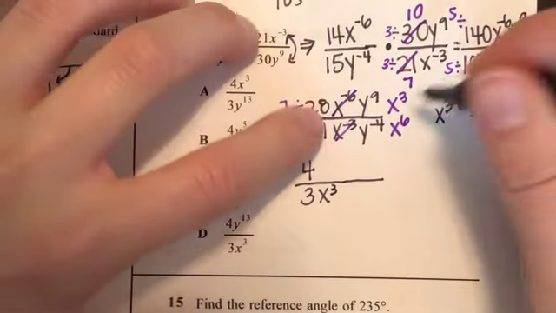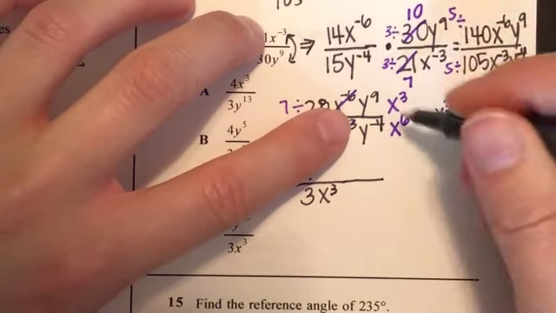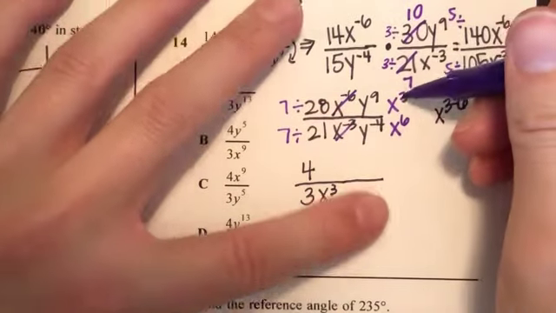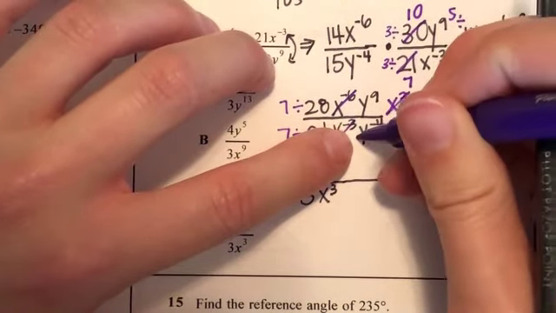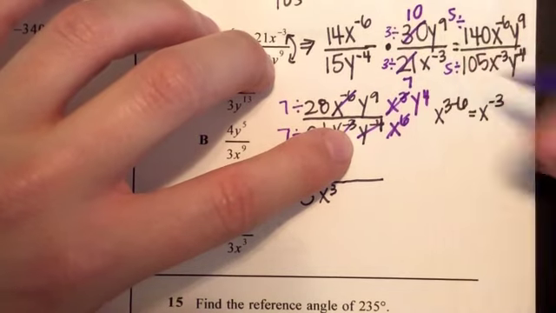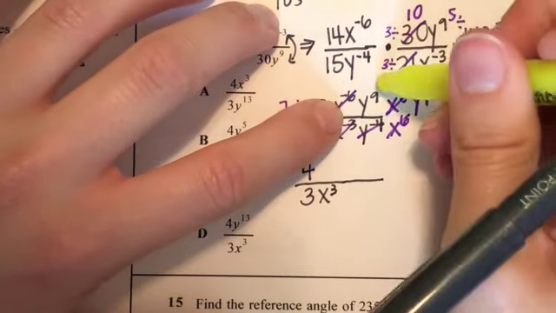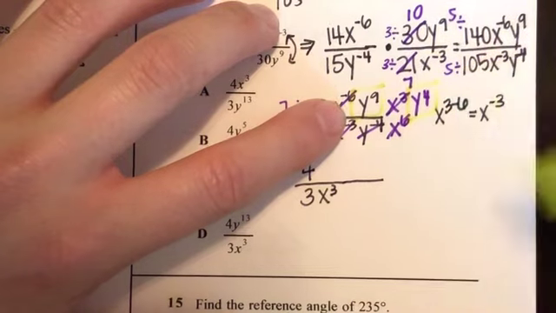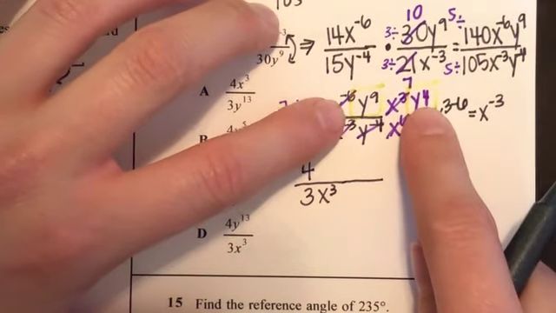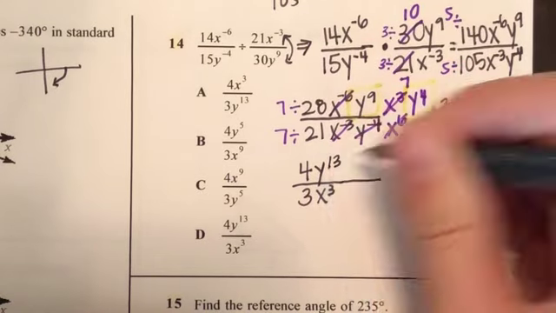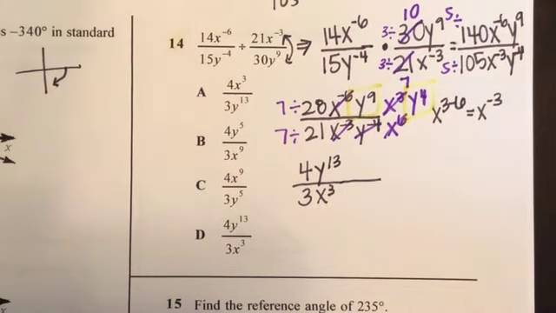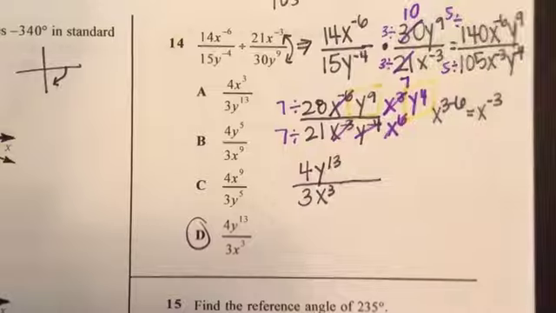All right. And then we are lastly going to look at our y's. So let me cross these out. We already took care of those. The -4 we can't have. We're going to move it to the top. And y to the 9th power and y to the 4th power, we are going to multiply. So you keep the y and add the exponents. 9 plus 4 is 13. So our answer is D.